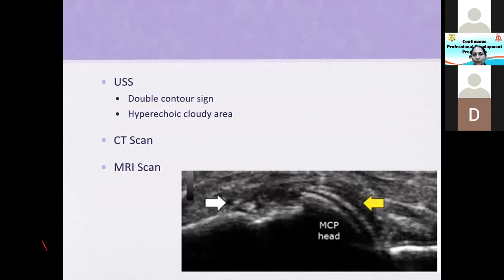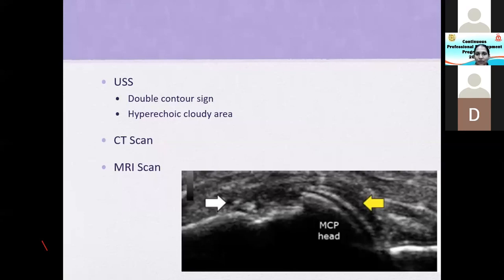We have the bone, the MCP head, and the cartilage. And here, we see a hyperechoic line. We call this the double contour line, that is due to the deposition of uric acid crystals, and that is very characteristic in gout. There could also be hyperechoic cloudy areas. These resemble a wet sugar clumpy appearance, and these are indicative of tophaceous deposits.